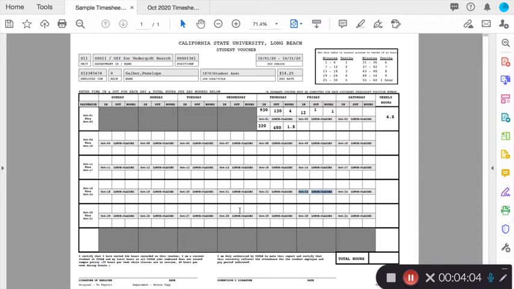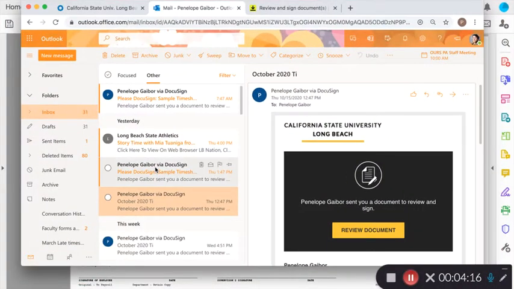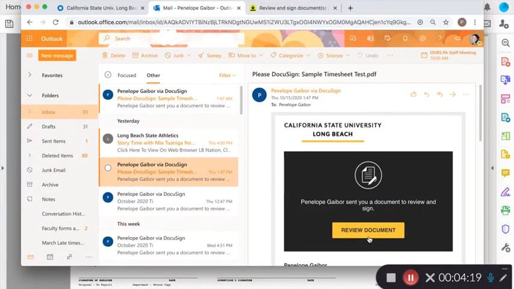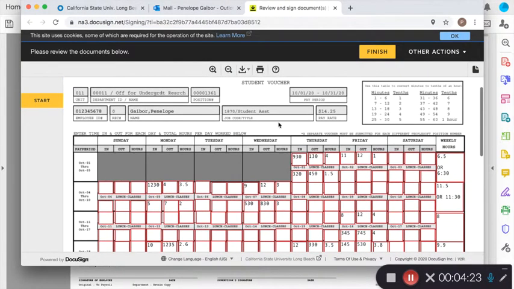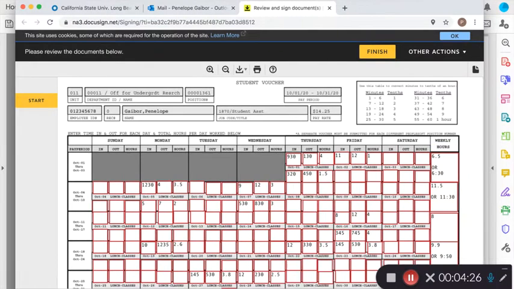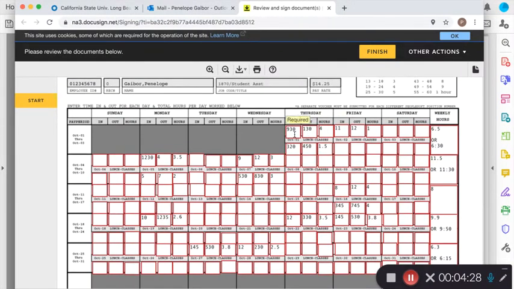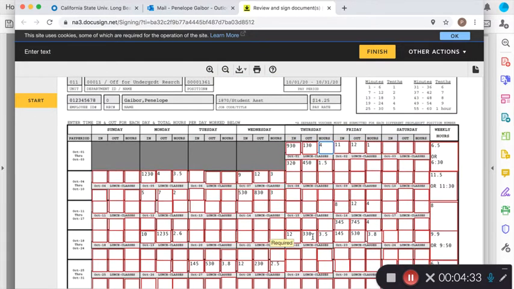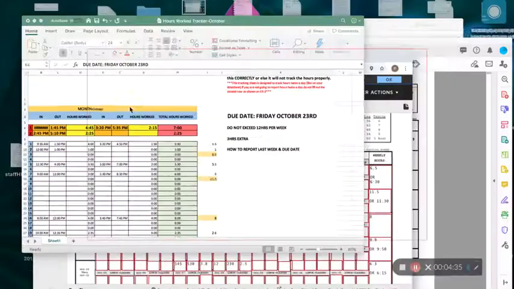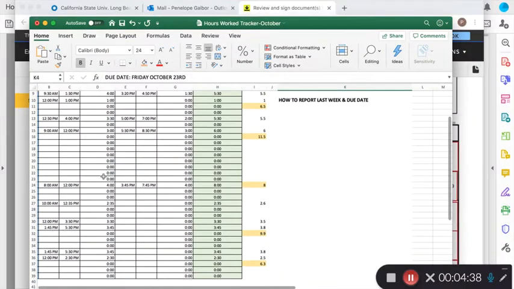Also, a new thing about the timesheets is that you're going to receive this through DocuSign. So it will not get sent through a PDF anymore like this. For the most part, you're going to receive an email from DocuSign, something like this right here. You would review your document. When you review your document, it opens this up in DocuSign. And as you can see, you actually have fillable boxes now for the timesheet. So I already went ahead and added all my hours. I also have my tracker right here where I added my hours.